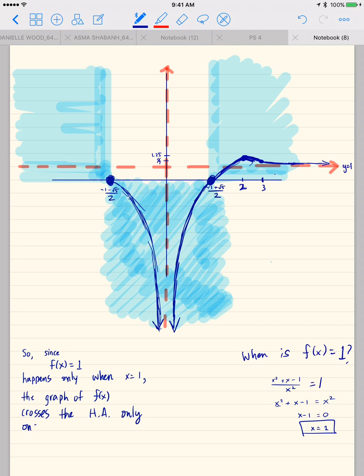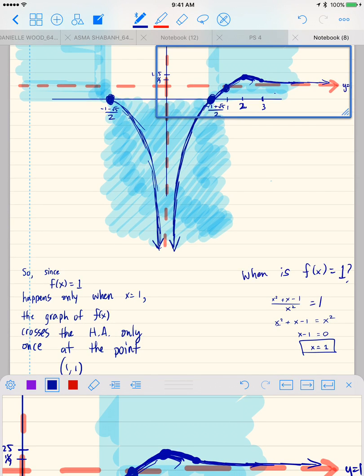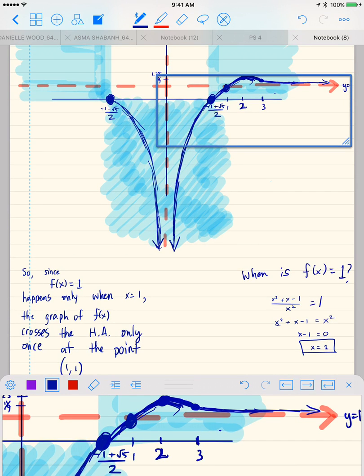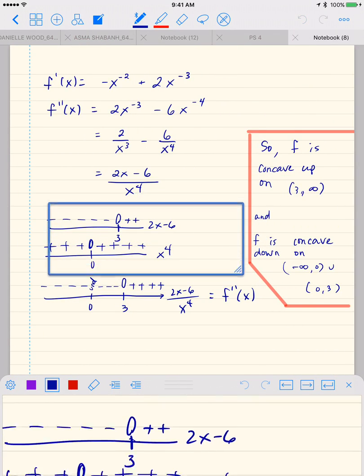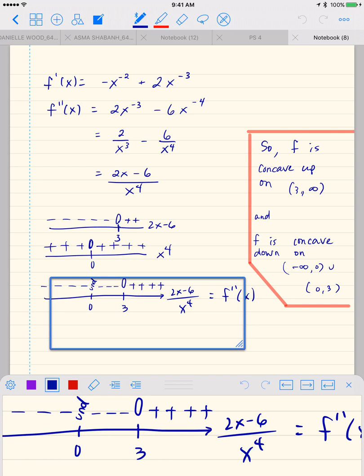Only once at the point 1 comma 1, which is this point right here. So that's 1. Can we zoom in? Let's zoom in. So we're crossing one time, and that's when x equals 1. We've got our local max here. We've got an inflection point. Do you see how 3 is an inflection point? 3 is an inflection point because the sign of f double prime is changing. It changes from negative to positive.